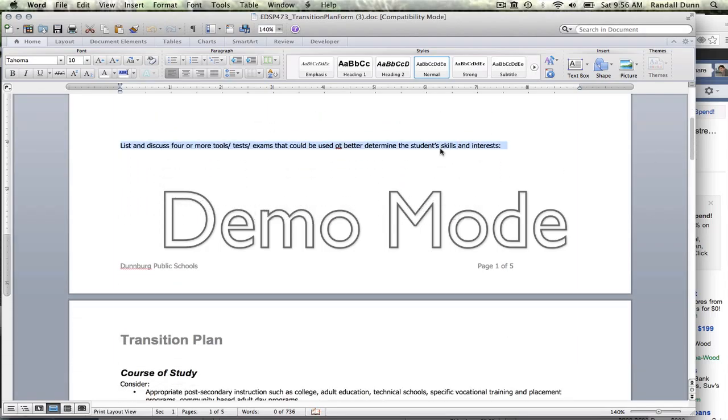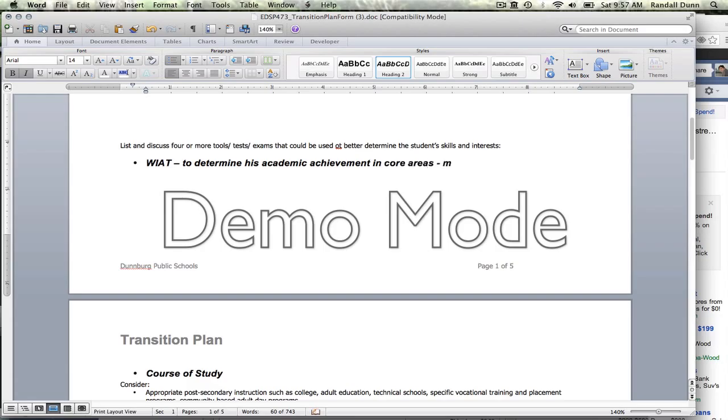The third question on the front is to list and discuss 4 or more tools, tests, or exams that could be used to better determine the student's skills and interest. What you just do is put down something like the WIAT, and then you put to determine his academic achievement in core areas, math, reading, or writing abilities, and so forth. You just provide the basic information about why you've selected that particular test.